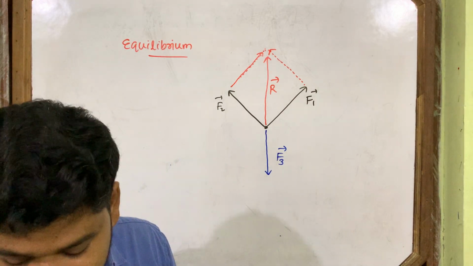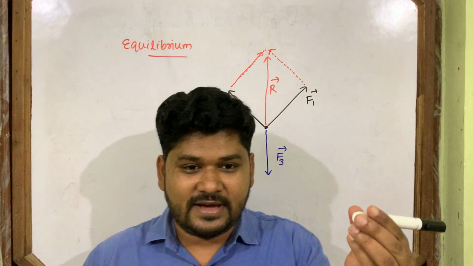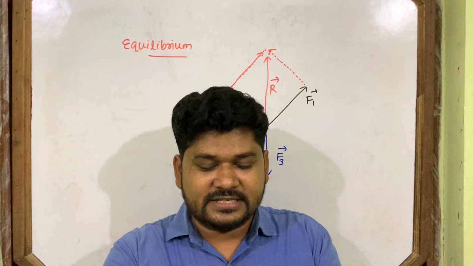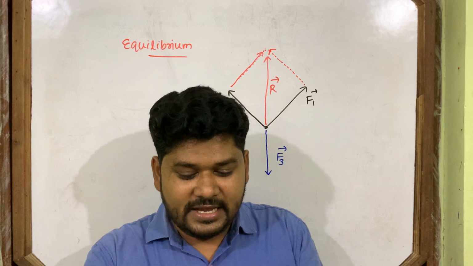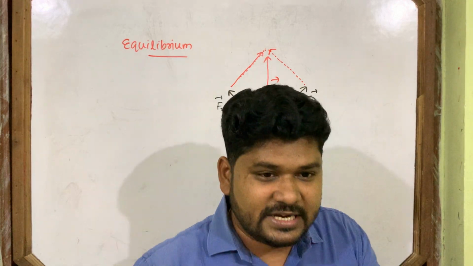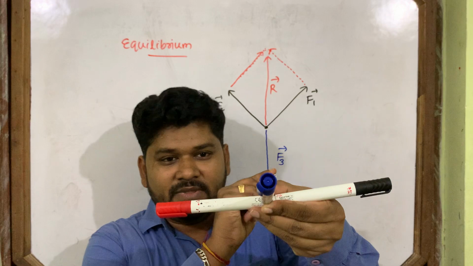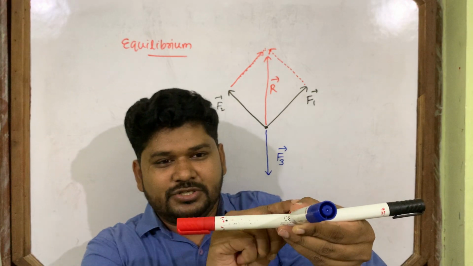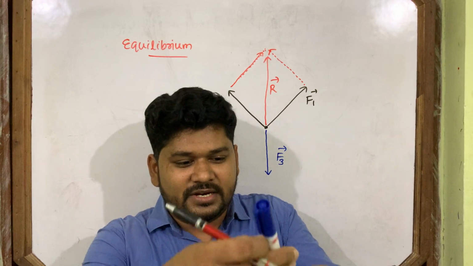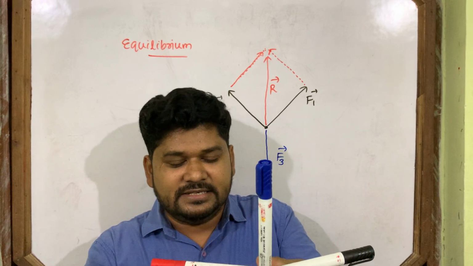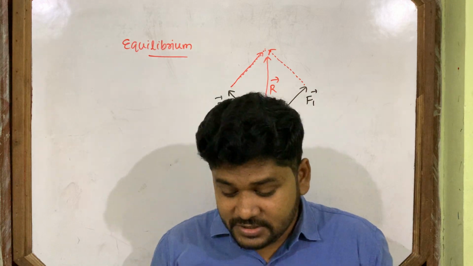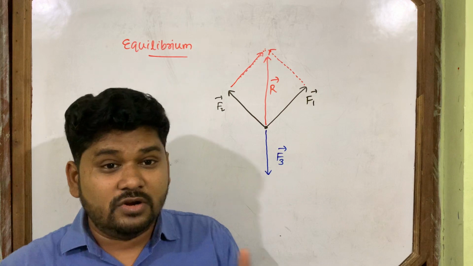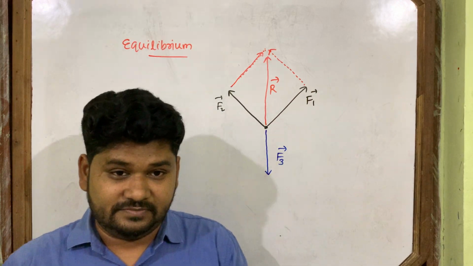If two vectors are in this direction, one is this, one is this, they cancel each other. If another two, one in this direction and another in this direction, they cancel each other. One vector is this, another vector will be opposite to it. So that number we can't fix: the minimum number of unequal non-coplanar vectors that can cause equilibrium.